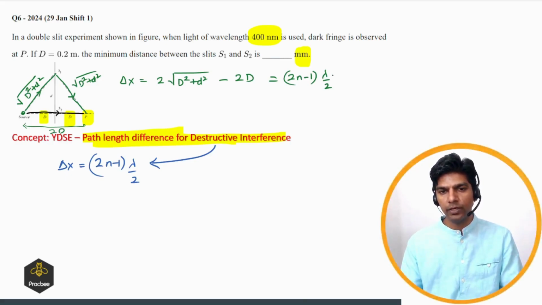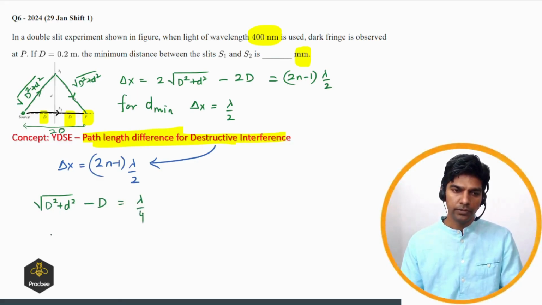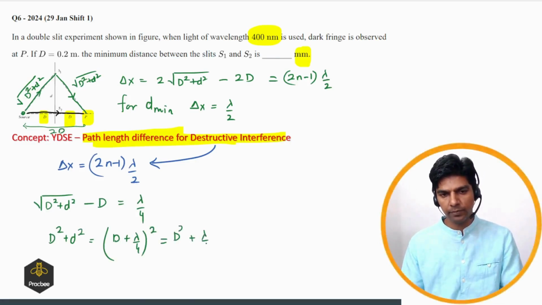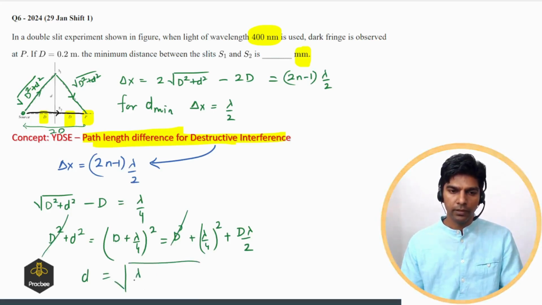So for d minimum, delta x will be lambda by 2. So we can say root of D square plus small d square minus D will be lambda by 4. Now from this, D square plus small d square will be (D plus lambda by 4) whole square, which is D square plus (lambda by 4) square plus D lambda by 2. Now this D square will get cancelled out, and small d can be written as root of (lambda by 4) square plus D lambda by 2.